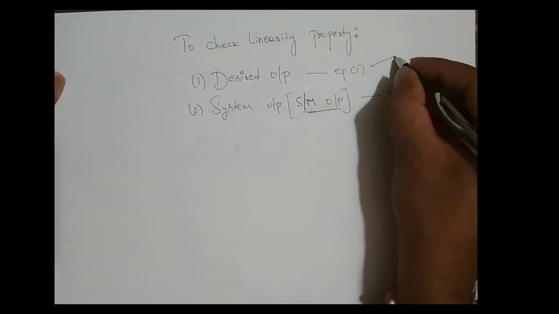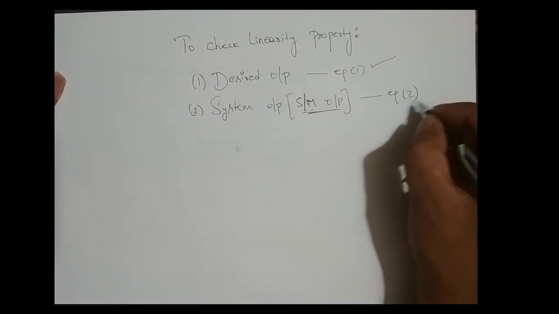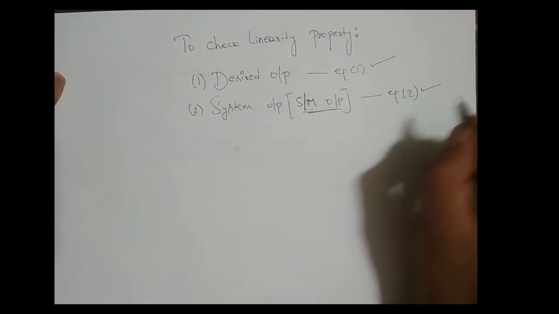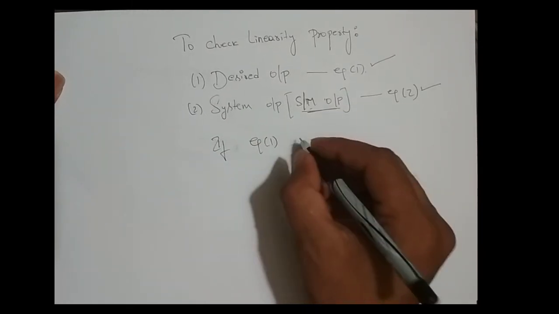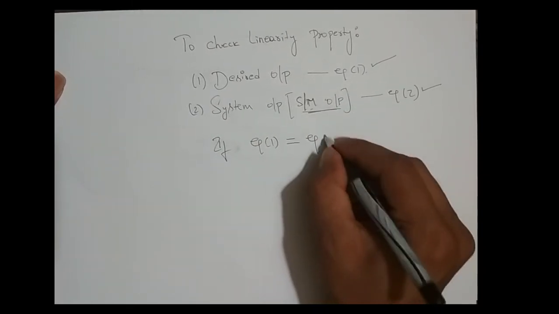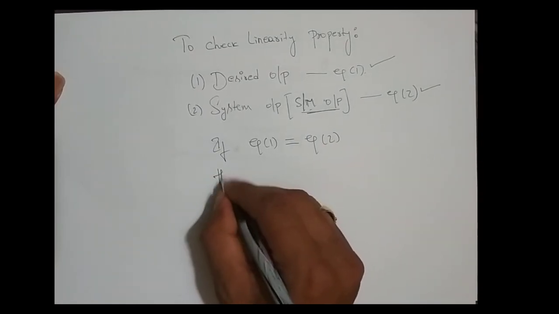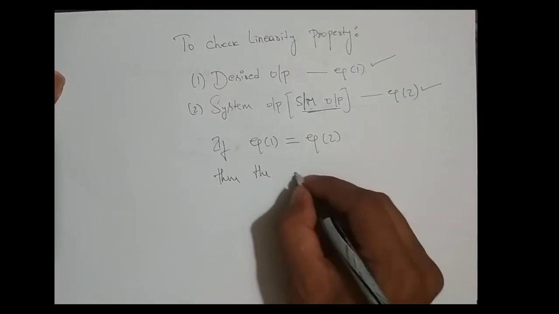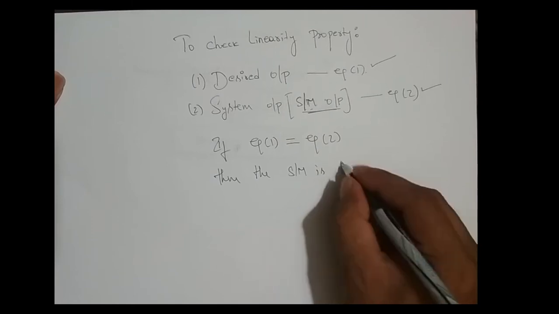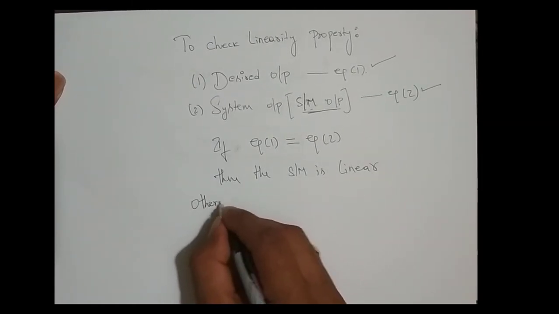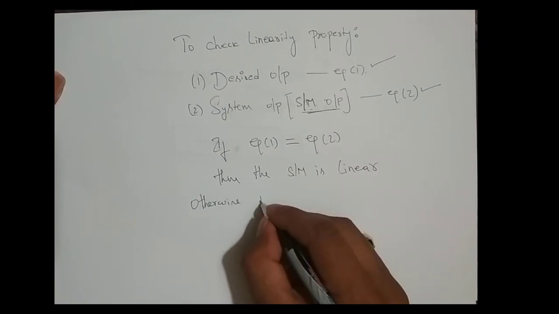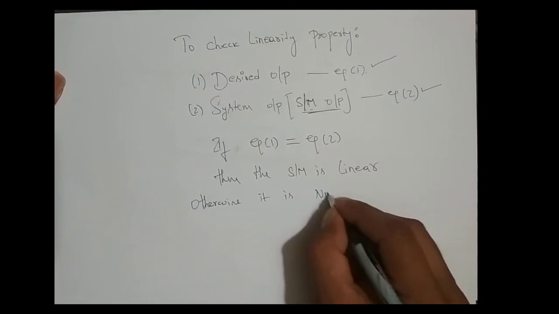Desired output, if the system is linear, and what is the system output for a given system? If equation 1, that is the desired output, is equal to equation 2, that is the system output, then the system is linear. Otherwise it is non-linear.